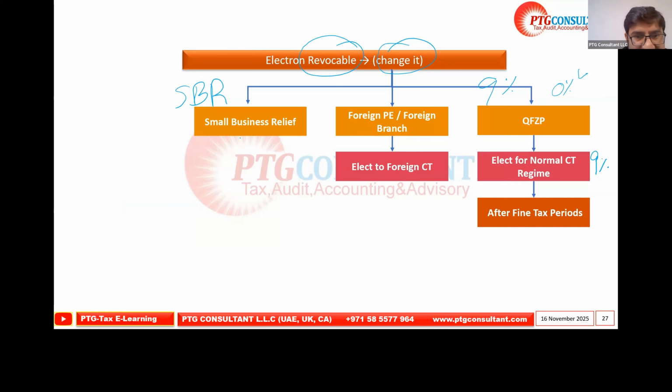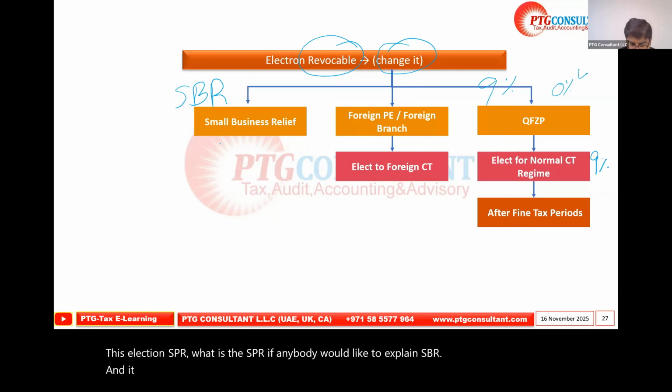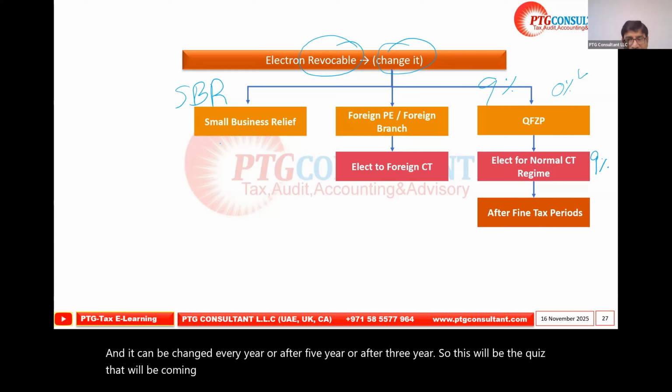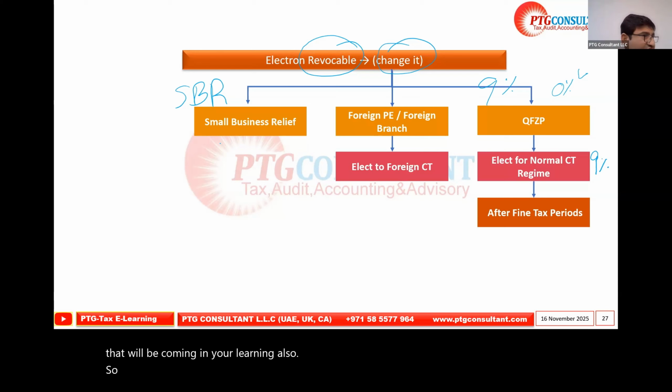This election, SPR, what is the SPR? If anybody would like to explain SPR. It can be changed every year or after 5 years or after 3 years. So these will be the quiz that will be coming in your learning also. If anybody wants to answer this, anybody want to answer on this?